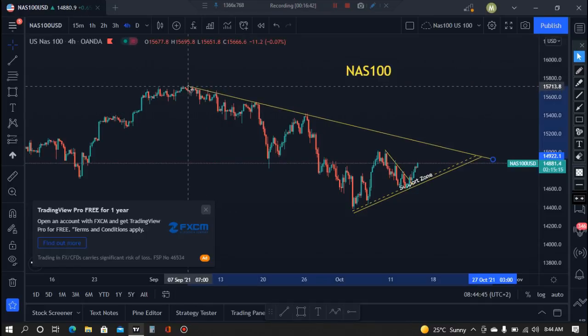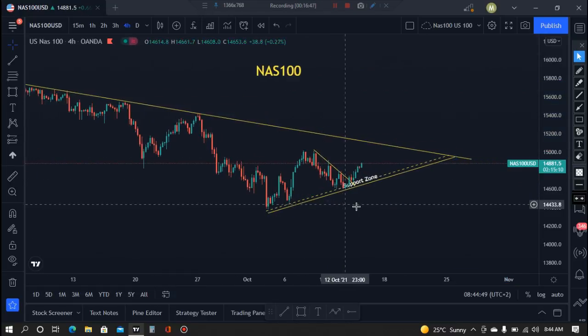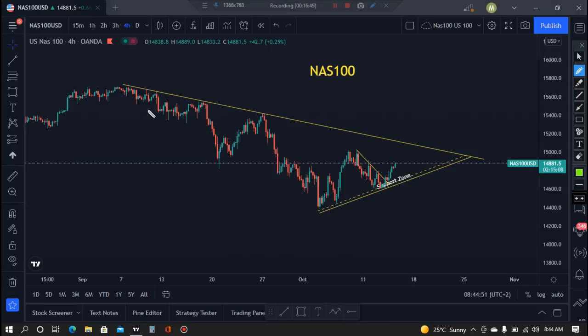It's valid. I want to double-check here. So this is a very nice, valid resistance. You can see that since the market was rejecting from this area and the market is heading there, it means if you have some of your positions ready, what you can do is let's do this.